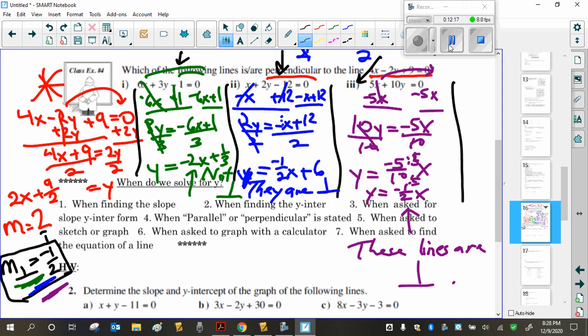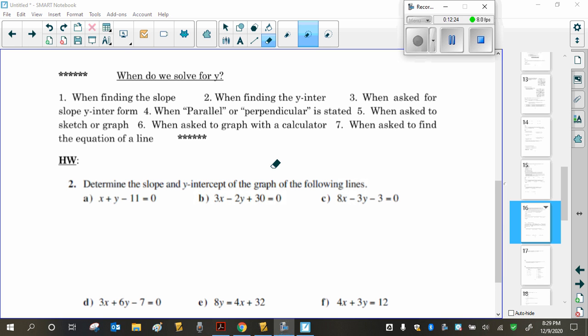I'll pause it, and we'll talk about the very important 6 stars. It's not overstating it to say solving for y is going to be the most important skill of your life. It has to be. Look at. If I ask you to find the slope, solve for y. We already went through this.